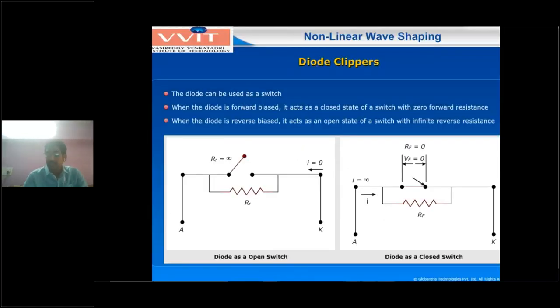Now the diode in operation is mostly treated as a switch. When does the switch operate? Everybody knows that a diode in forward bias acts as a closed switch. That means the anode and cathode are simply short circuited, with zero forward resistance, RF equal to 0 in the ideal case. Whenever the diode is in reverse bias, it acts as an open switch having infinite resistance, that means reverse bias resistance RR equals infinity. These are the equivalent circuits, open switch and closed switch.